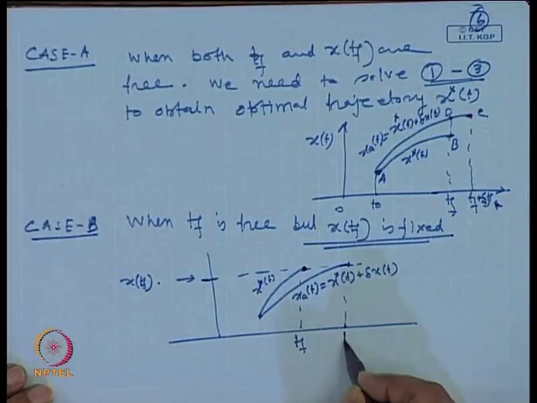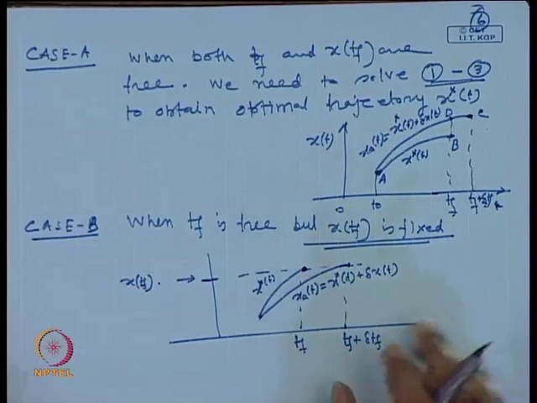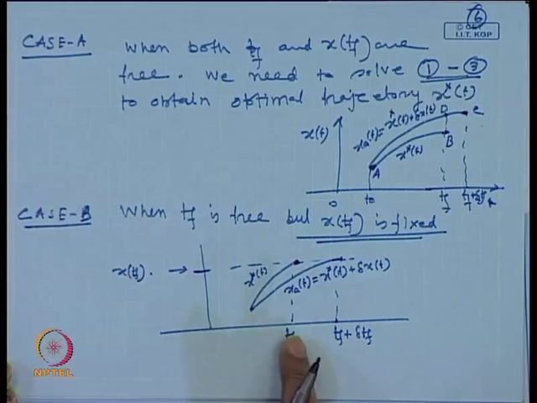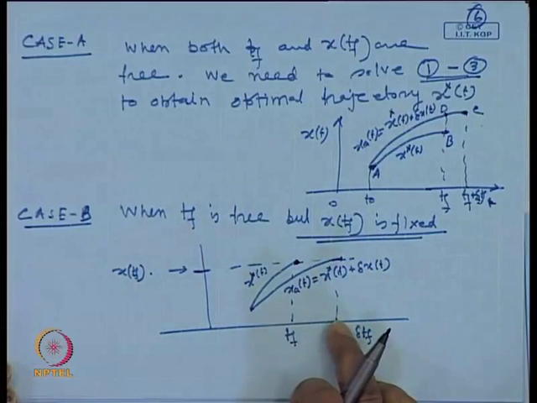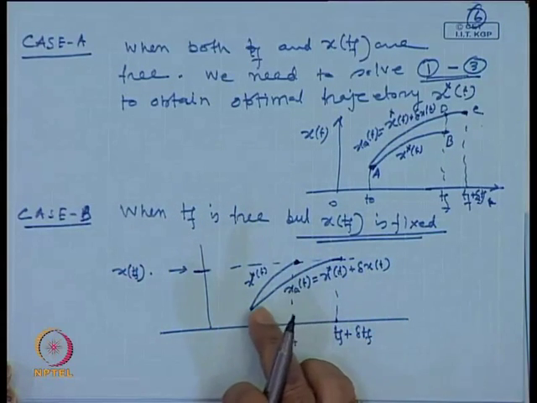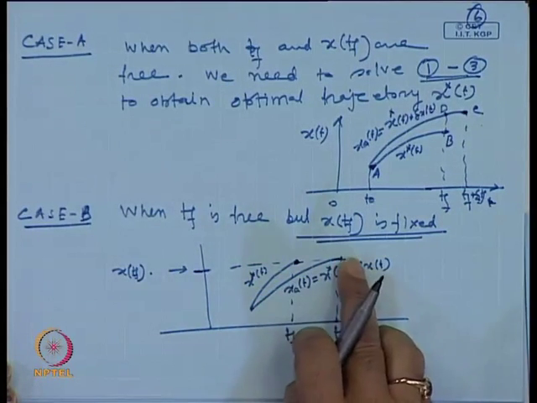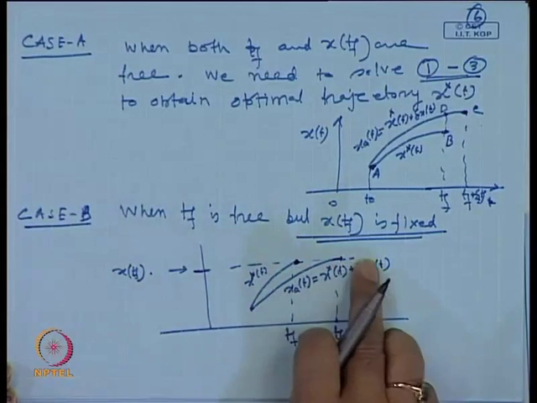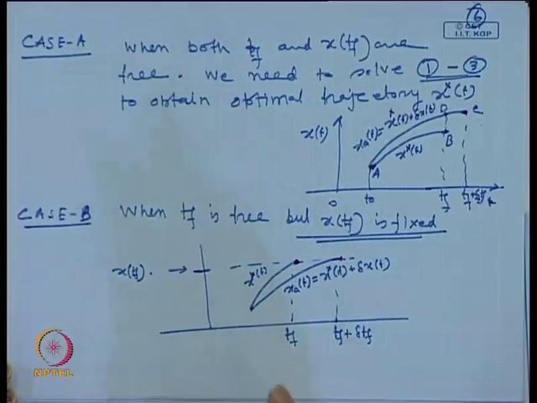T f, and that is T f plus delta T f. Consider this situation: at time t equal to T f, this trajectory must reach x T f. At time t equal to T f plus delta T f, the neighborhood of this trajectory should also reach this fixed value. It should reach the same value.